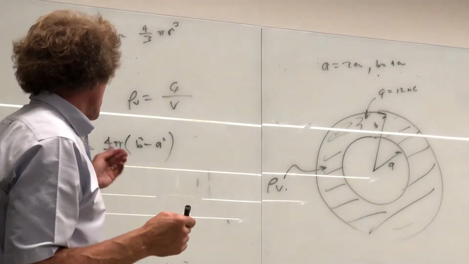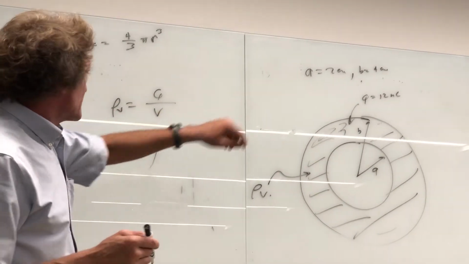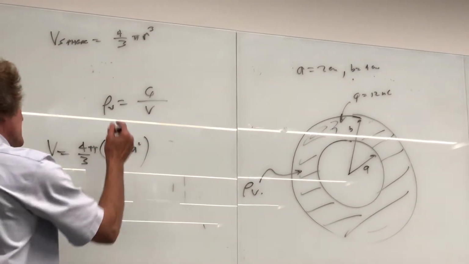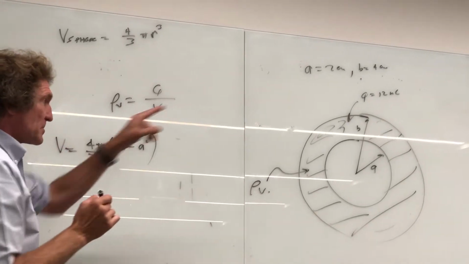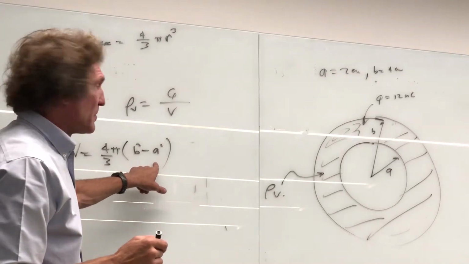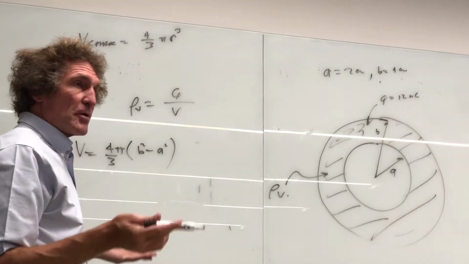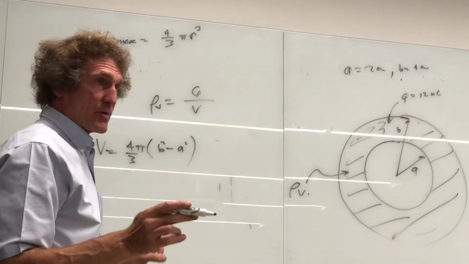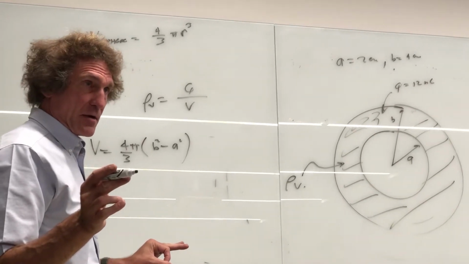Now, I've got my volume. I've got the charge there, so therefore I have the volume charge density, rho V. I'm not going to put in the values, but 12 nanocoulombs would go there. This would be equal to the volume. You divide charge by volume, you get the volume charge density. It is a constant in that region, so I don't even bother calculating it right now.